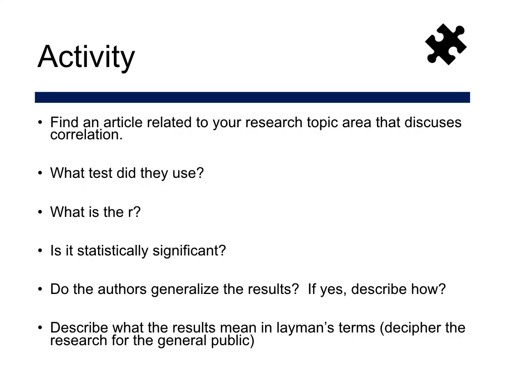All right, so a little activity. For this activity, find an article related to your research topic that discusses correlation. Figure out what test they used. What's the R? Is it statistically significant? Do the authors generalize the result? If yes, describe how. Describe what the results mean in layman's terms. In essence, I'm asking you to decipher the research for the general public.